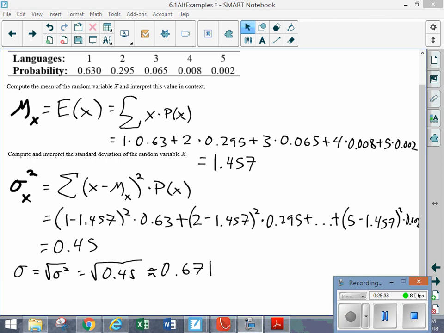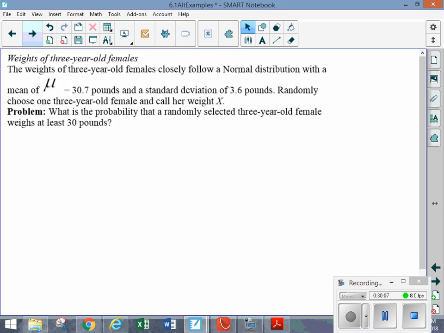So it also asks us to interpret this in context. So what does that mean in context? It means that if you were to grab a bunch of students out of high school classrooms, you would expect them to speak between 1 and 2 languages, right? But that number is going to be off on average by about 0.671. Right? So there we go. Complete with our interpretation.